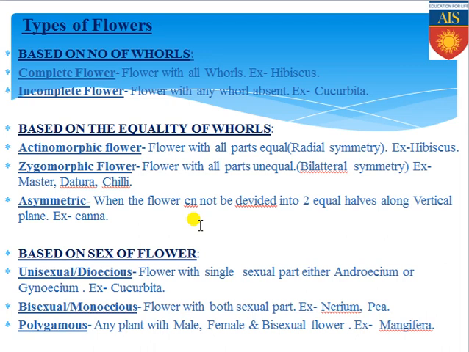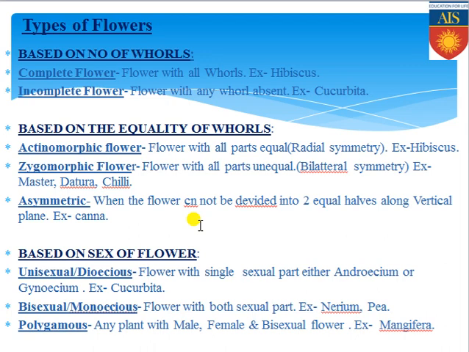Example is hibiscus. If you see a flower with all the parts, that means all of the floral whorls are present, but if you compare each and every floral whorl, you will see that they are not equal, they are rather unequal. That kind of flower is commonly known as zygomorphic flower, because those kinds of flowers commonly show bilateral symmetry. Example, in case of mustard plant, in case of datura, in case of chili, you can see this zygomorphic nature.